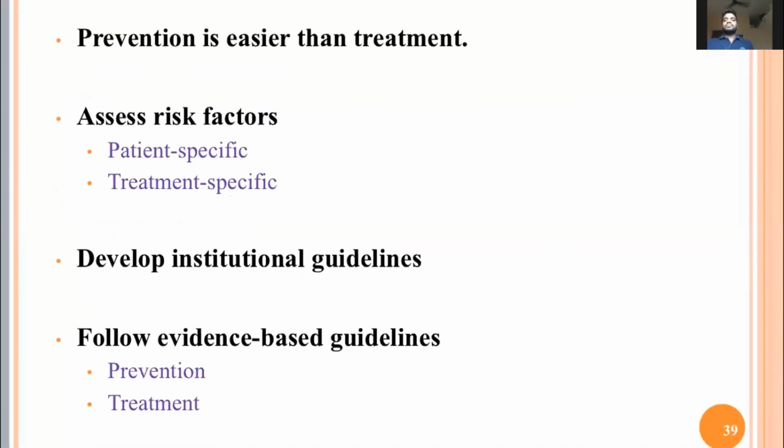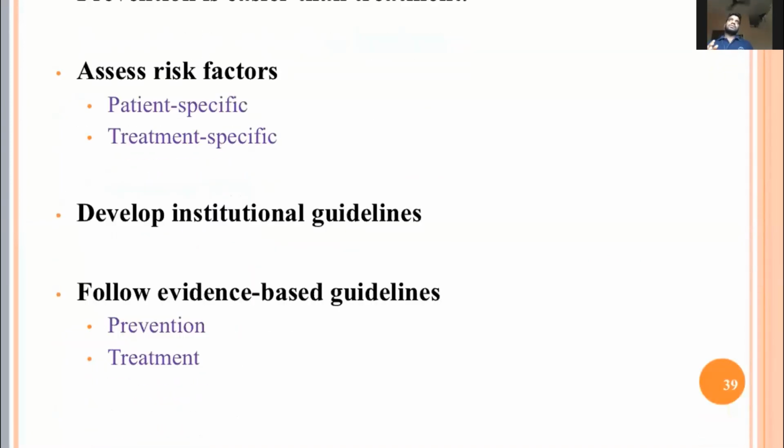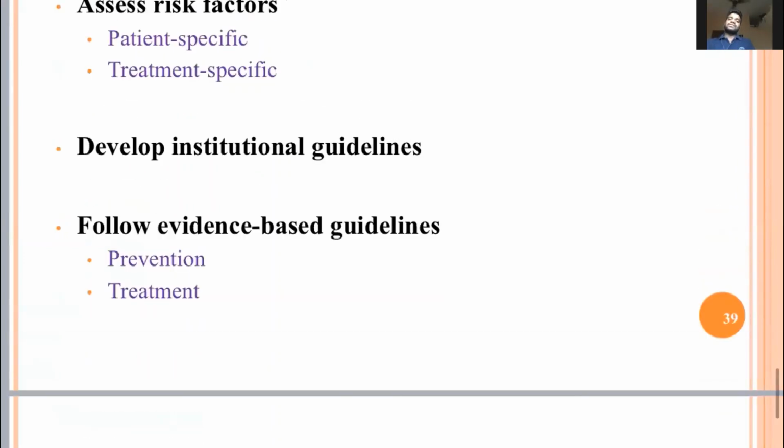Guidelines should be there in each hospital for management of chemotherapy-induced nausea and vomiting. As you know, each hospital has antibiotic policies; similarly, we should also have a chemotherapy-induced nausea and vomiting management guideline. Then we should follow evidence-based guidelines, evidence-based medicine, which will help to prevent and treat chemotherapy-induced nausea and vomiting in a better way.